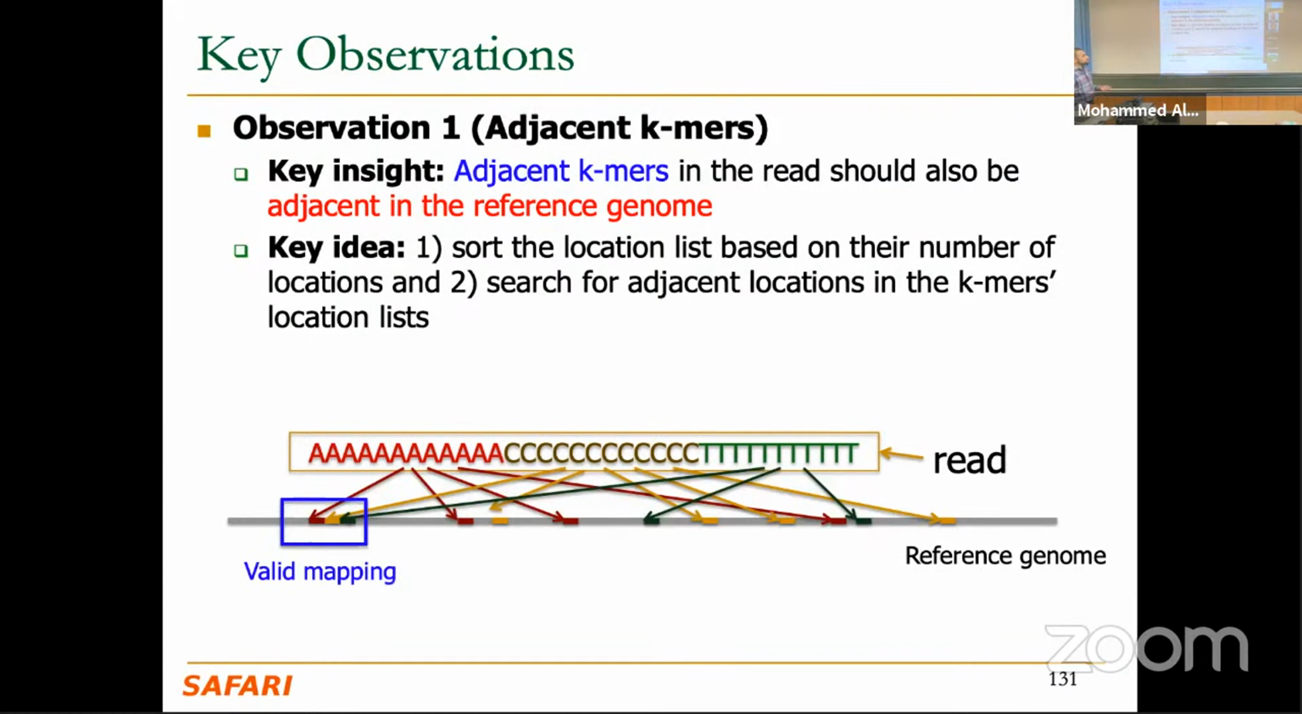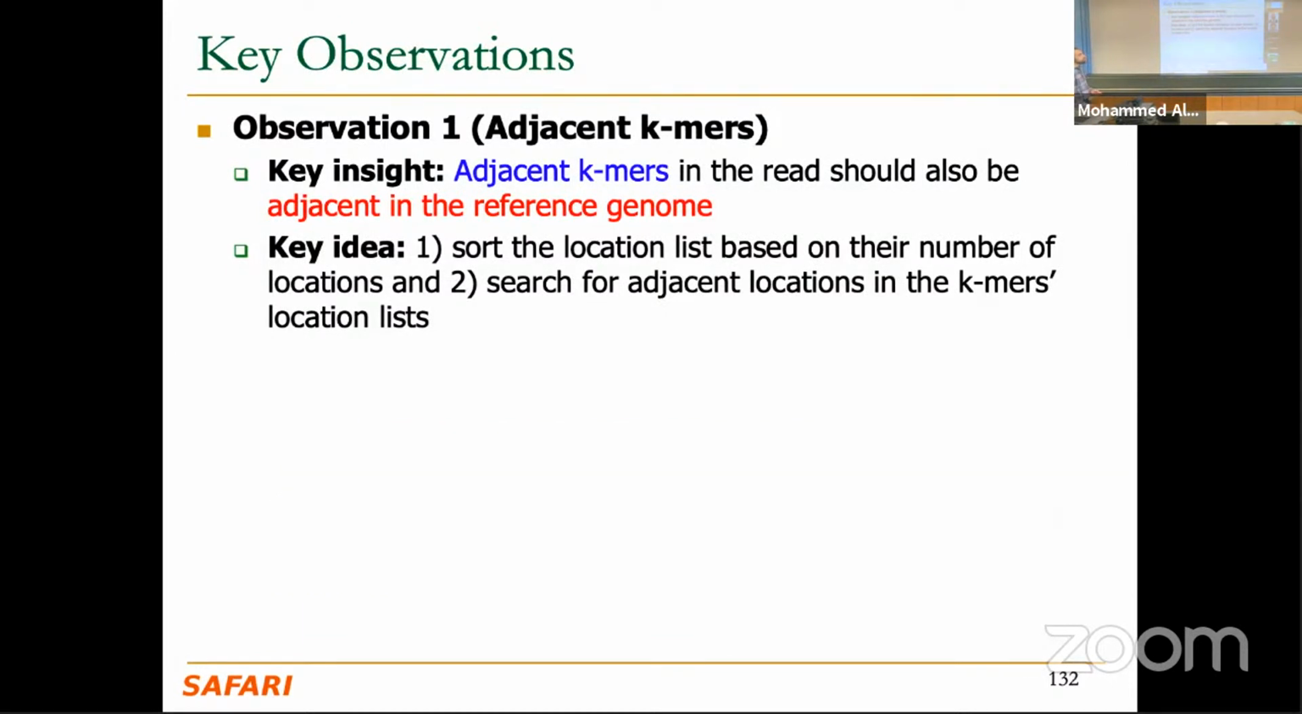Yeah, so this is the key idea of adjacent k-mers. If they are adjacent in the read, then they should be adjacent in the reference genome. And that improves the overall read mapping time a lot. The second proposed mechanism, which they call cheap k-mers.